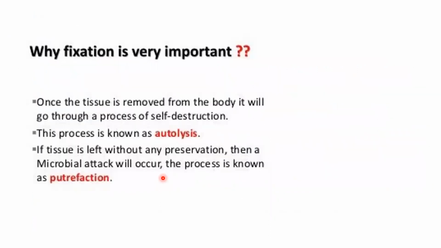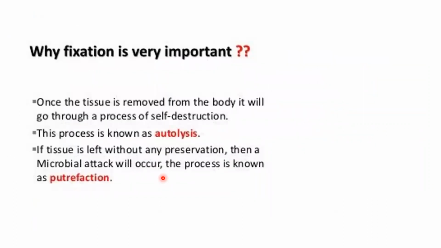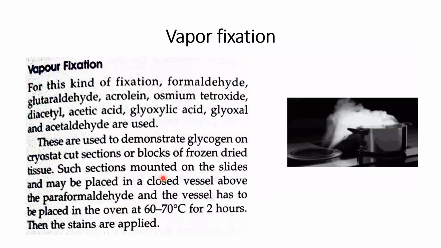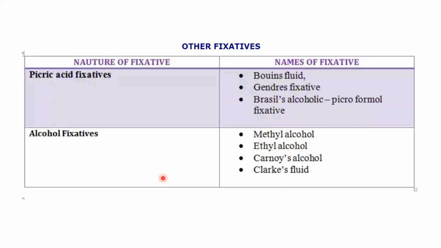Okay, vapor fixation. Here we use four vapors: formaldehyde, osmium, glutaraldehyde, and ethyl alcohol for fragile and weak tissues. Fragile tissues can be subjected to this vapor fixation. The temperature is 60 to 70 degrees centigrade for 2 hours, which is the ideal procedure for vapor fixation. So this is all about vapor fixation.